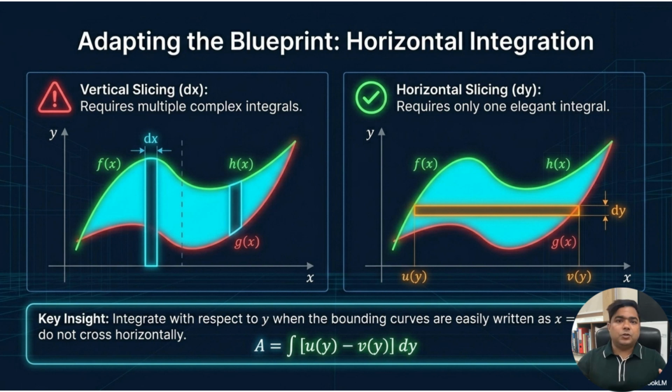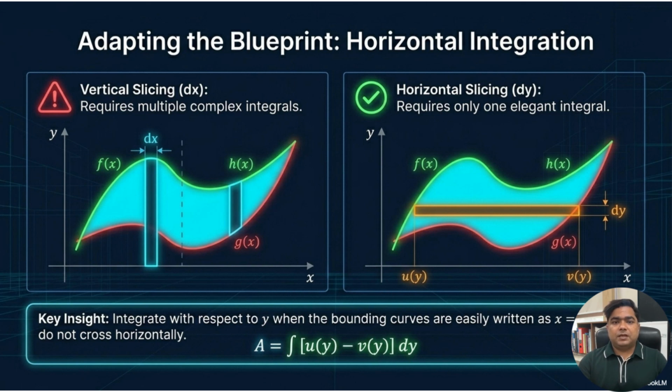When using dx, we usually think top function minus bottom function. When using dy, we think right function minus left function. This is very important. For vertical slices, the height is upper minus lower. For horizontal slices, the width is right minus left.